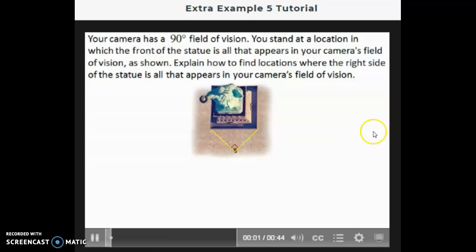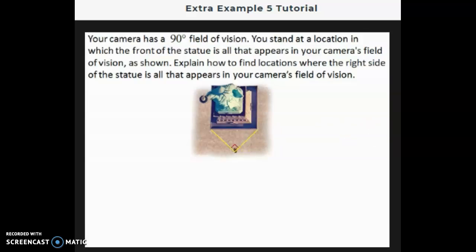Your camera has a 90-degree field of vision. You stand at the location in which the front of the statue is all that appears in your camera's field of vision as shown. Explain how to find locations where the right side of the statue is all that appears in your camera's field of vision.